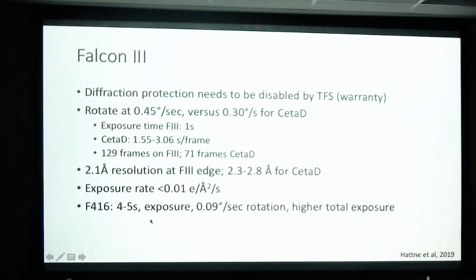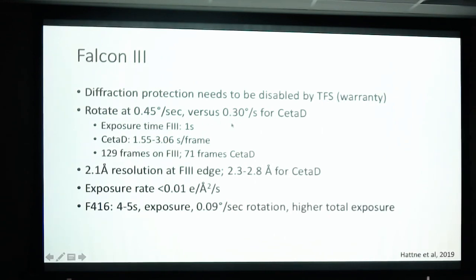They could rotate at a fairly high rate. They rotated at 0.45 degrees per second versus 0.3 degrees per second for the CETA. I can't remember what the rotation rate for the TVIPS was, but it was slower than this even. They could also expose for only up to one second and get the optimal point, whereas the CETA needed a bit longer exposure per frame. Here it is. The 416 needed a 4 to 5 second exposure and only a 0.09 degree per second rotation rate. So the direct detector was quite a bit better.